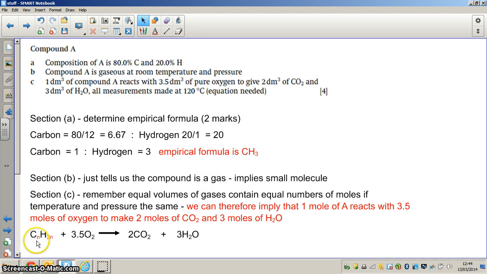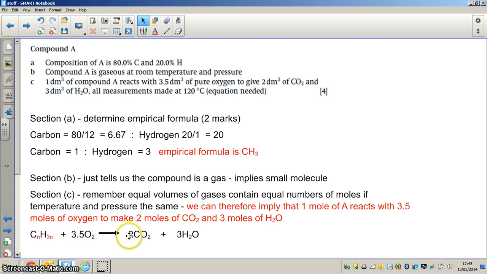Here is our empirical formula, CH3. But in this case, what I've done is introduce this multiple factor called N, and that's going to reference the number of multiples of the empirical formula in the actual molecular formula. So let's have a quick look at the other side of the equation, and you can see, I hope, that we've got 2 lots of carbon dioxide and we've got 3 lots of water.